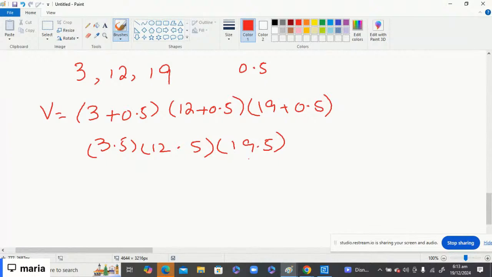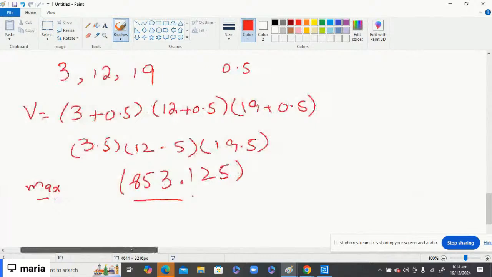So the answer is 853.125. This is the answer for the maximum error. Now for the minimum, how do we find it?